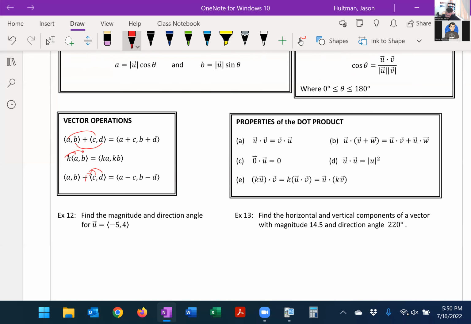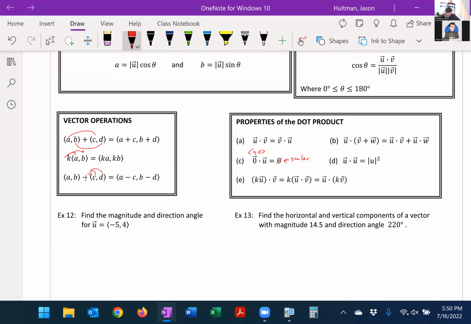Properties of the dot product. The dot product is commutative. The dot of u with v is the dot of v with u. The zero vector, which looks like this, 0, 0, dotted with u is equal to 0, not a vector, a scalar 0. This is 0, this scalar. Just a value.